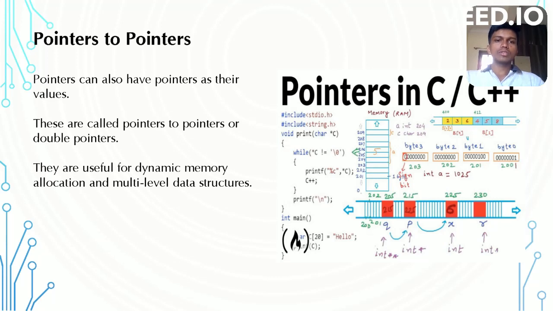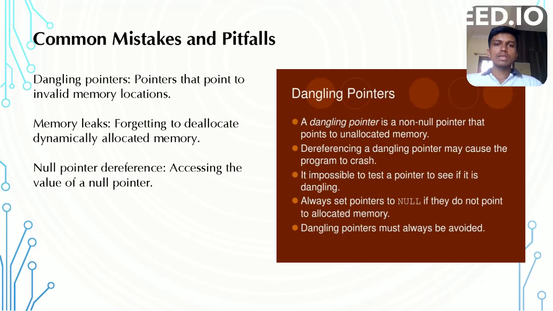Next is pointers to pointers. Pointers can also have pointers as their values. They are called pointers to pointers or double pointers. They are useful for dynamic allocation and multi-level data structures. They are variables that store the memory address of another pointer variable. They are useful in scenarios where you need to modify the value of a pointer itself, not just the value it points to. This is common in dynamic memory allocation and dealing with arrays of pointers. In C, you might encounter double pointers when working with functions that allocate memory dynamically or modify pointer variables directly.